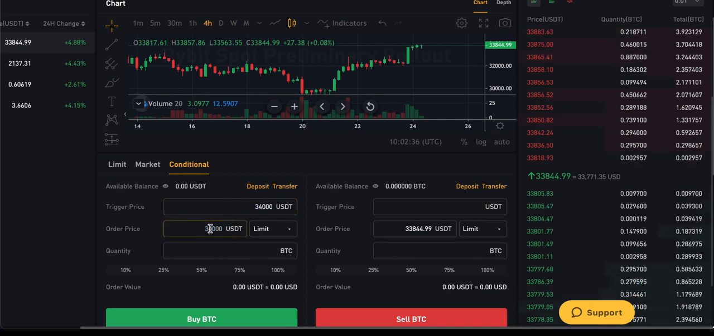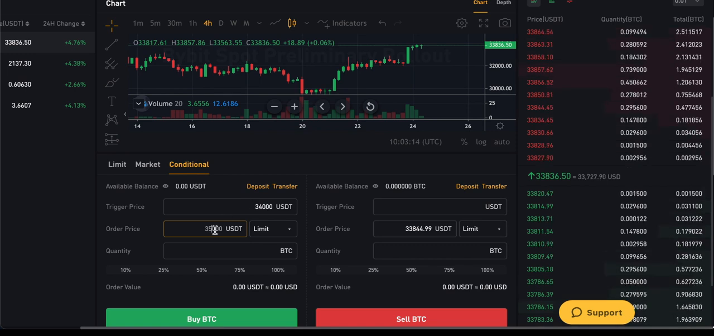But you can change this to 33 if you want, like this, which means that when the price reaches 34, you're happy to buy at 33 or below because it's a limit order. Or you can put 35 like this, which means that when the price hits 34, the system will enter a limit order for you and you're happy to pay up to 35,000 USDT per Bitcoin. So that will definitely go through. If the price is 34, you'll enter that limit order.